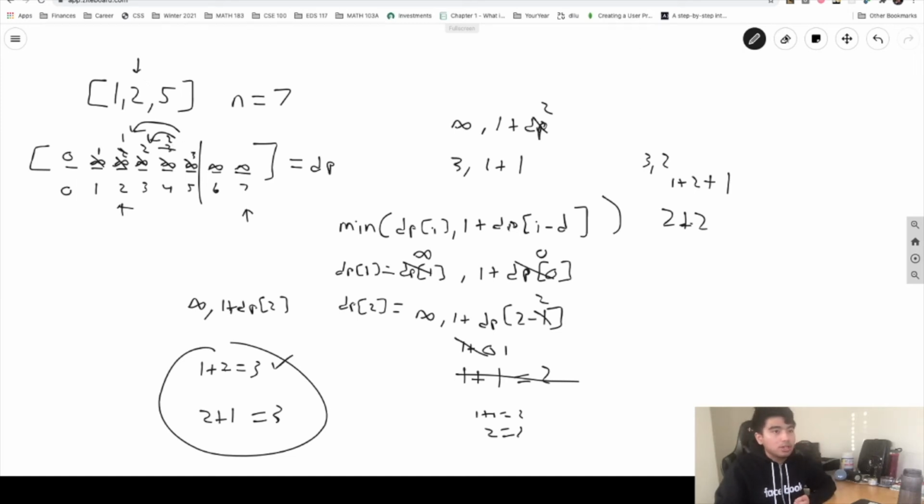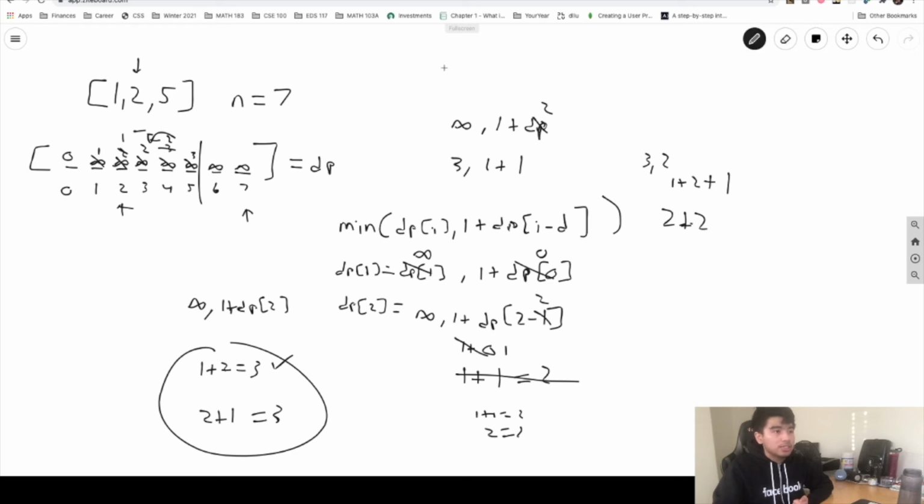Remember, our denomination is going to move on to the 2. Okay, let's do this again. So it's going to be 1 plus the dp of 5 minus 2, which is the dp of 3. So basically, we're going to the dp of 3 now, and that's going to equal 2. So 3 and 3 is just going to be 3. The minimum of 3 and 3 will just be the same number, 3.